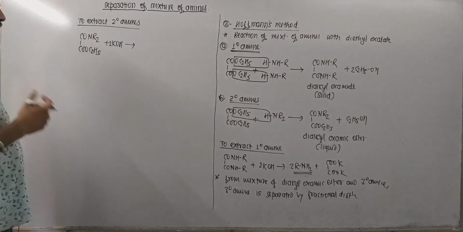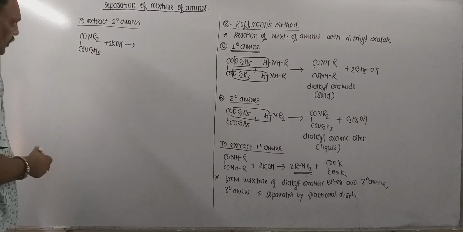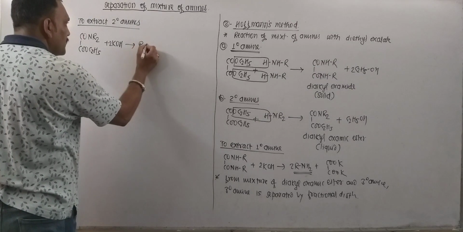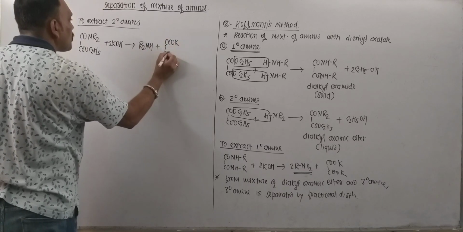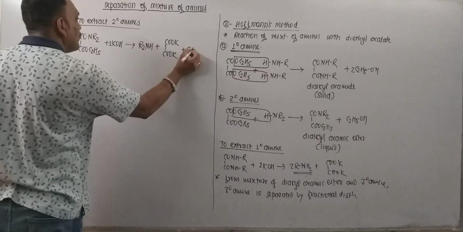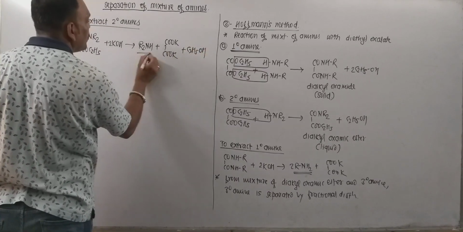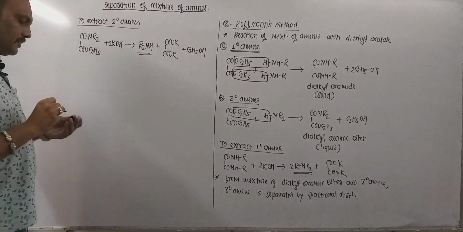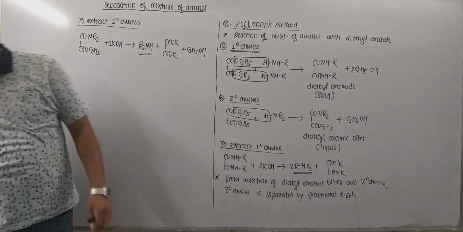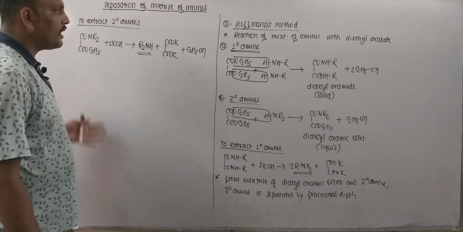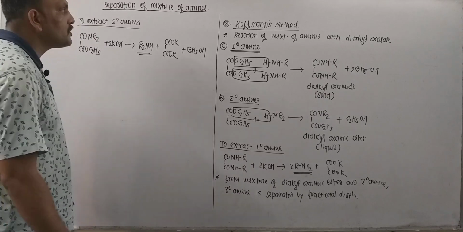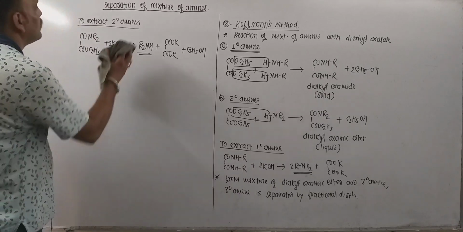When we treat this with KOH, we ultimately receive secondary amine along with potassium salt of oxalic acid and ethanol. Thus, from the mixture of primary, secondary and tertiary amine, one can isolate 1 degree, 2 degree and 3 degree amines using Hofmann's method.